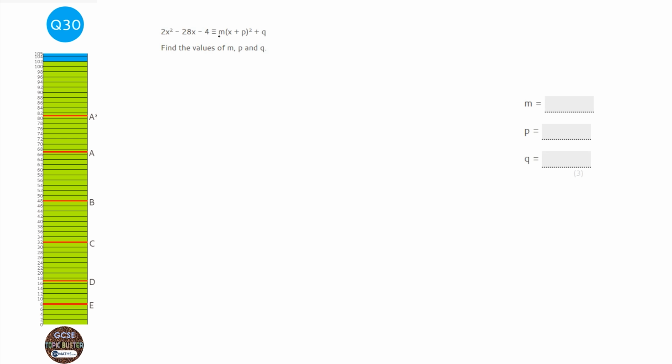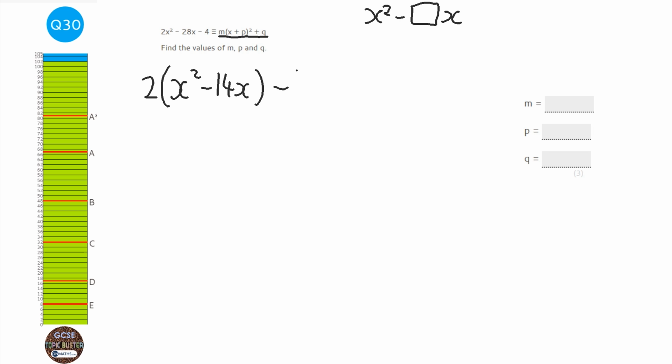Looking at the structure of the answer, it looks very much like we're going to have to complete the square. Now, to complete the square, we need x squared minus something. Okay, now we've got 2x squared, and so minus something x. We've got 2x squared minus 28x, so we're close to getting that, but we haven't quite got that. So what we need to do is factorize the 2 out first. So 2 brackets x squared minus 14x, and then I'm just going to add the minus 4 at the end.